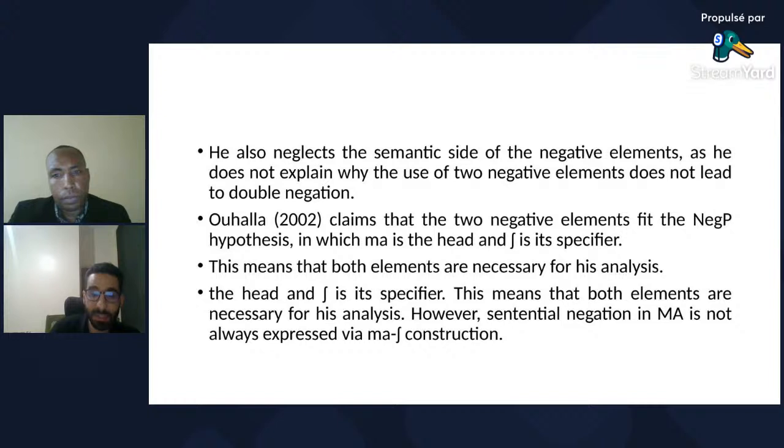However, sentential negation in Moroccan Arabic is not always expressed via the ma-sh construction. So we have مكلا والو, there is no sh. We have ما جحت واحد ما عمرو ما جا. So there is no sh here. So this is a conceptual problem for his analysis.